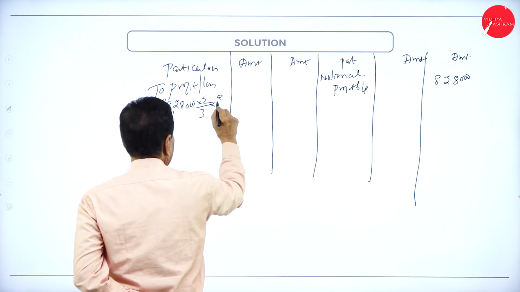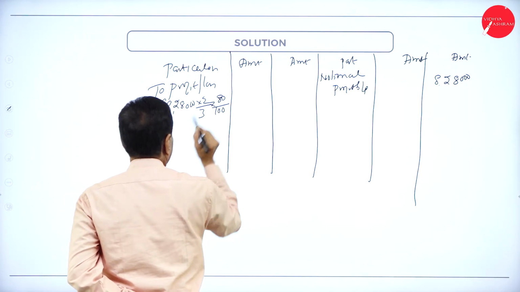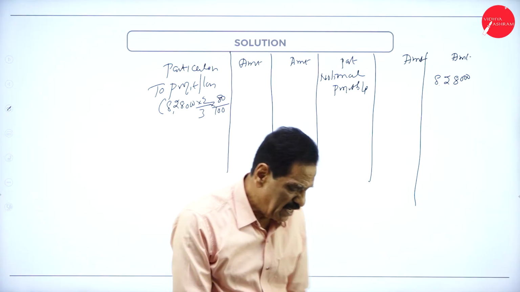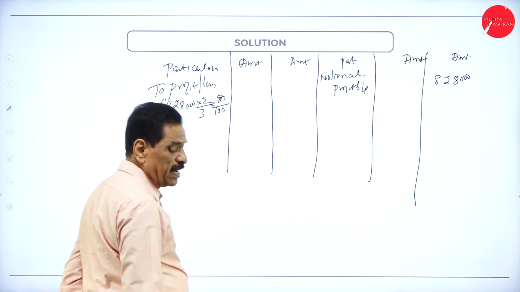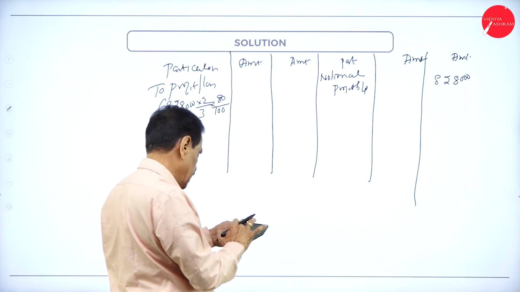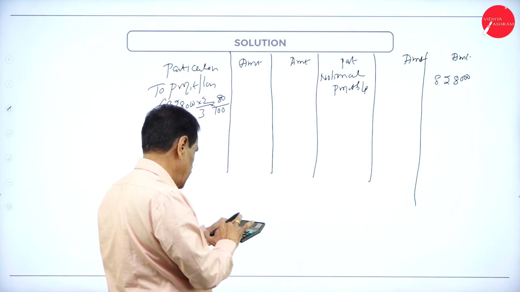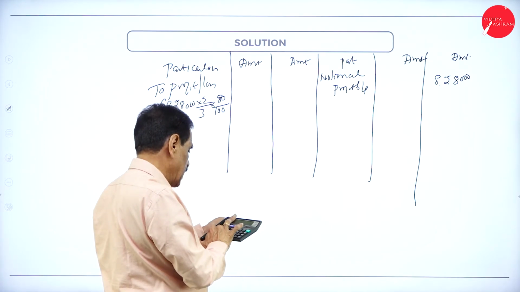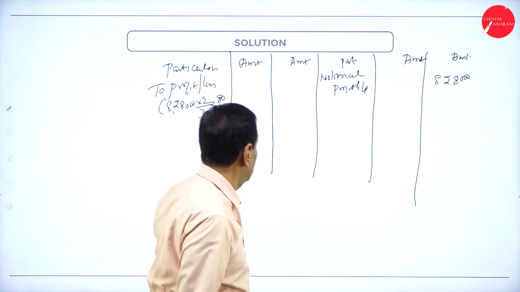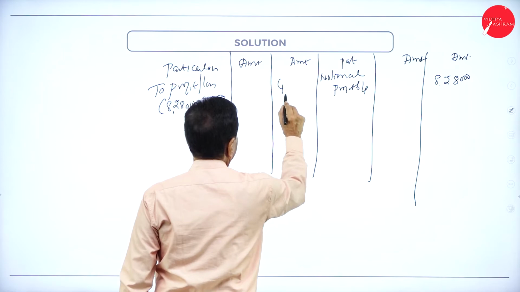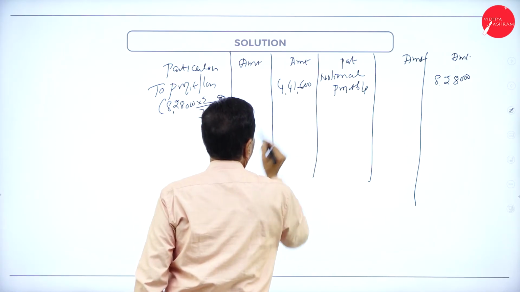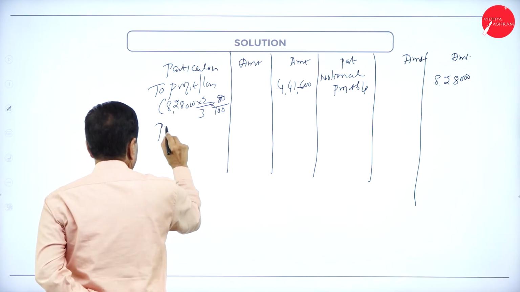Cash received is 80%. Your work certified is 100. 8,28,000 into 2 by 3 into 80 by 100. So 4,41,600 to profit in reserve.